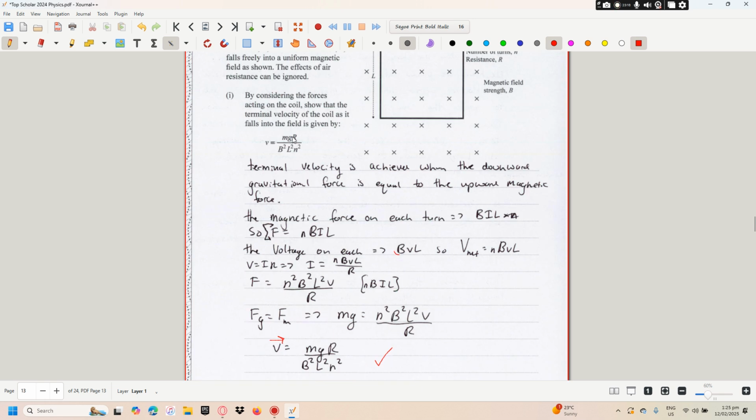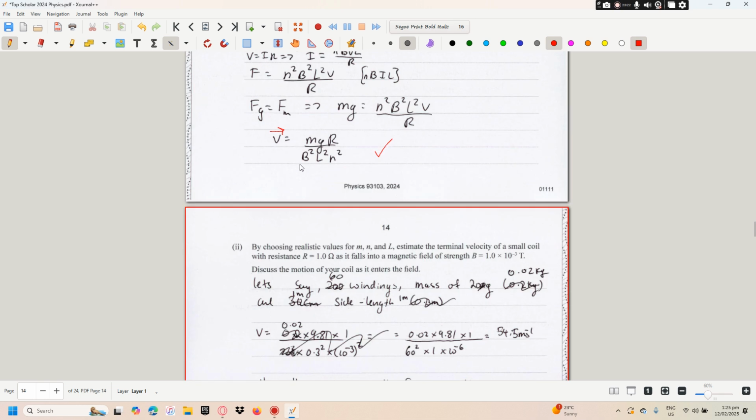Bingo. There are a lot of questions I've seen over the years like this: terminal velocity, equating magnetic and gravitational forces. So make sure you understand that.